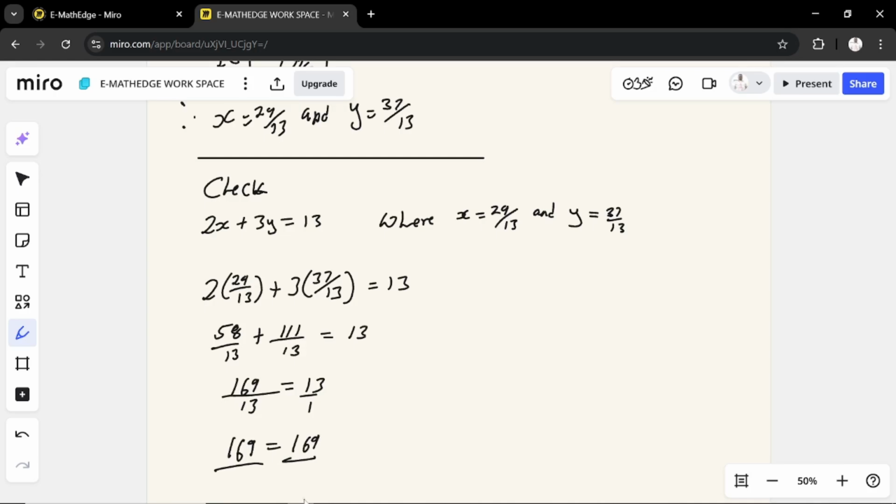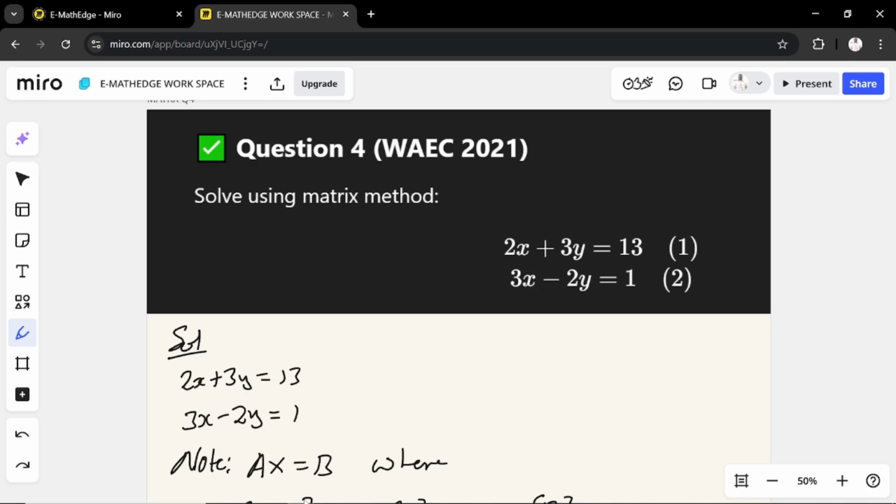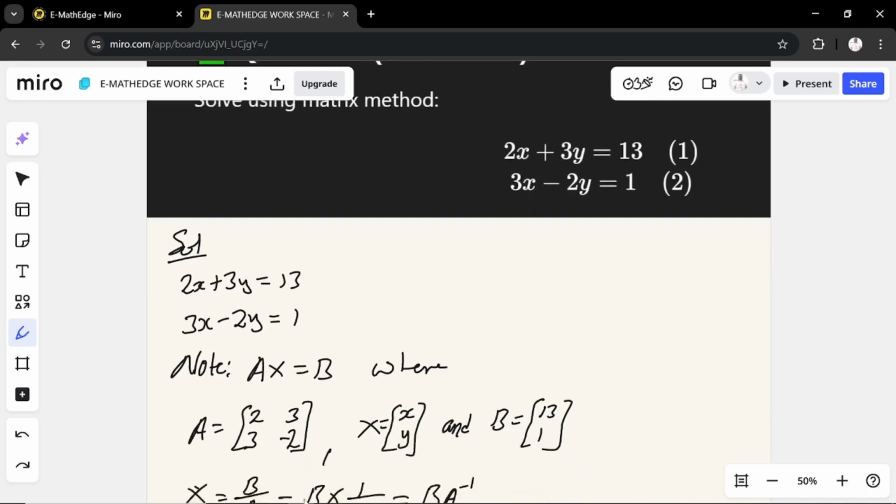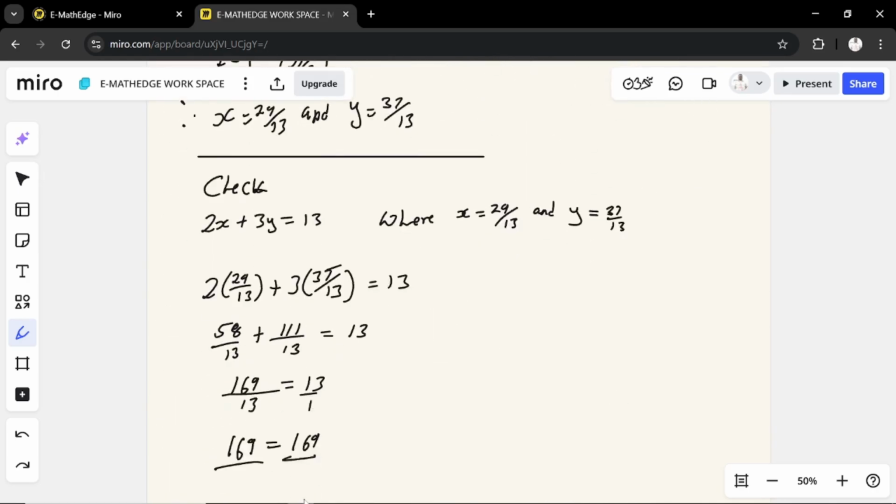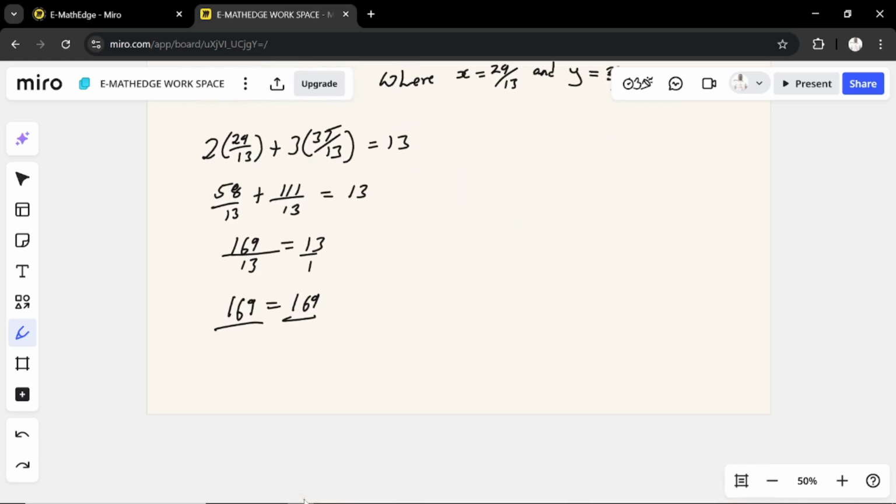So you can go ahead and substitute these values for x and y into the second equation, which we have to be 3x minus 2y equal to 1. And we are supposed to obtain your values at the left hand side to be the same thing as that in the right hand side.